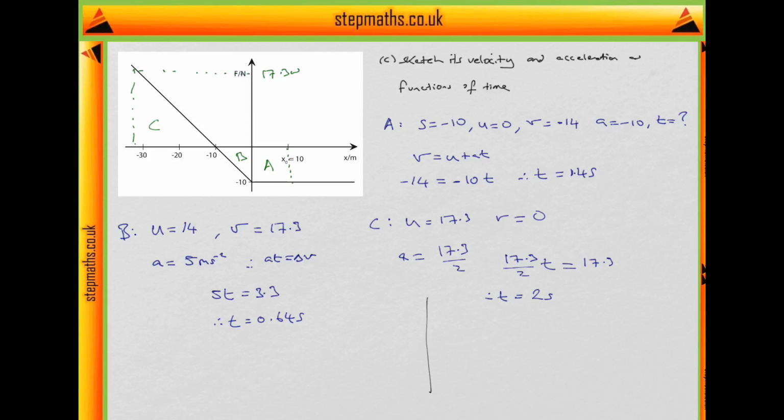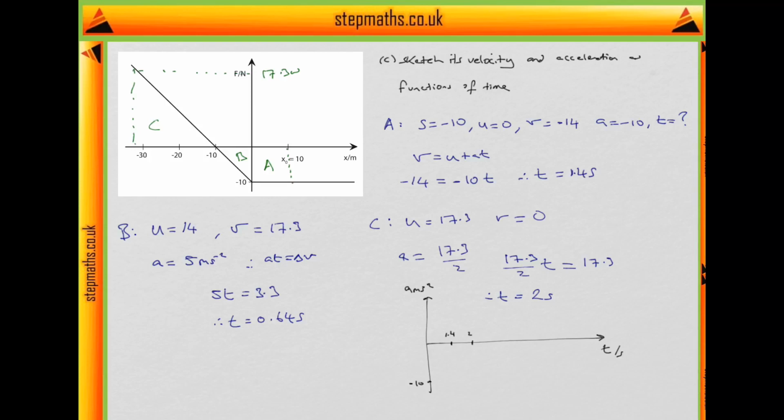Make it a bit longer, so like this. Okay, well, this is A in meters per second squared and t measured in seconds. So we know it's going to have a value at minus 10 because that's the acceleration within region A. We know it's going to leave region A at a time of 1.4 seconds. And we know it's going to leave region B at a time of 1.4 plus 0.64, which is 2 seconds.